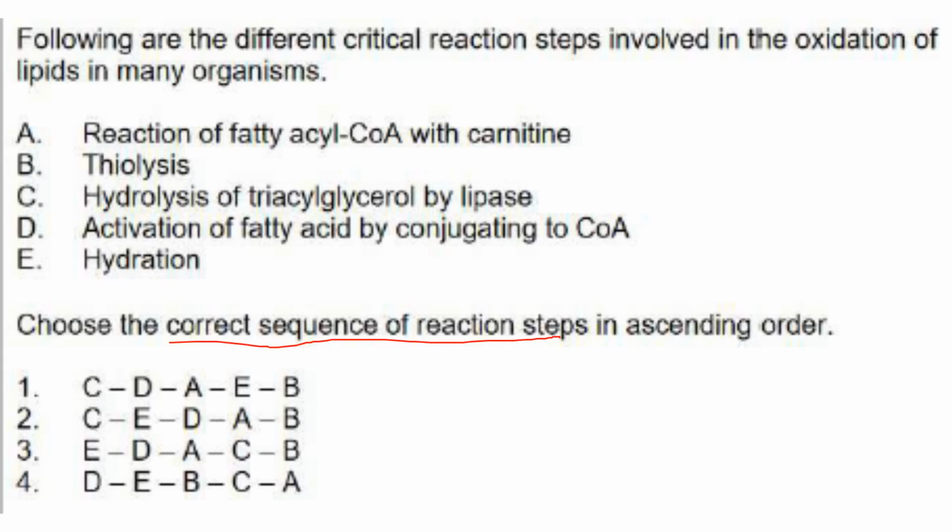So the first one will be hydrolysis of triacylglycerols by lipase. This is the first one. Then comes activation of fatty acid by conjugating to CoA. This is the second one. Then comes reaction of fatty acyl CoA with carnitine. That is 3. Then comes hydration and then thiolysis. So the order will be C, D, A, E, B. C, D, A, E, B is there in option 1. So option 1 is the answer.